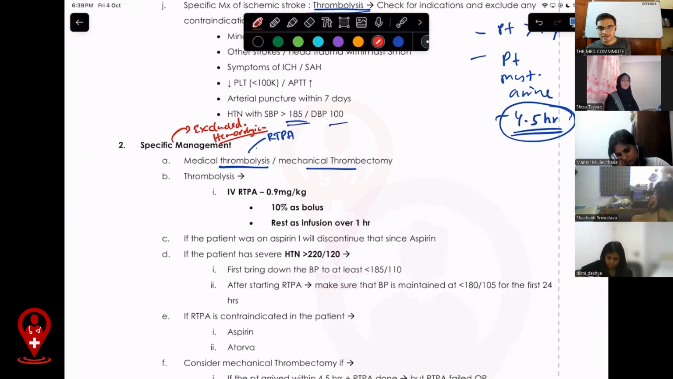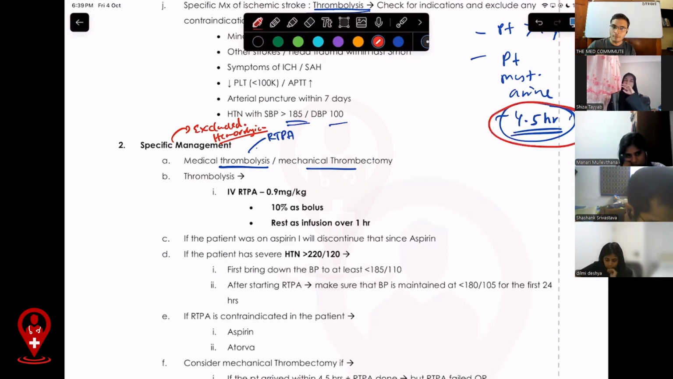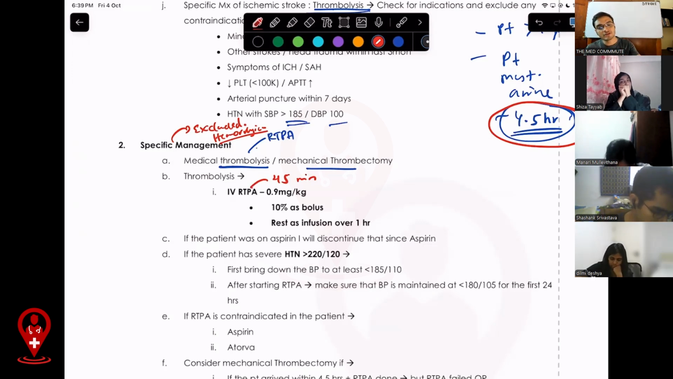And then, guys, thrombolysis, it's very easy to remember. What was the onset of symptoms to arrival at the hospital? 4.5 hours. Thrombolysis, we usually want to start by 45 minutes. So 4.5 hours, and 45 minutes of arrival at the hospital. Within about 45 minutes, we want to be starting RTPA. So if the patient came within 4.5 hours, our first choice is thrombolysis. If not, we can consider thrombectomy.